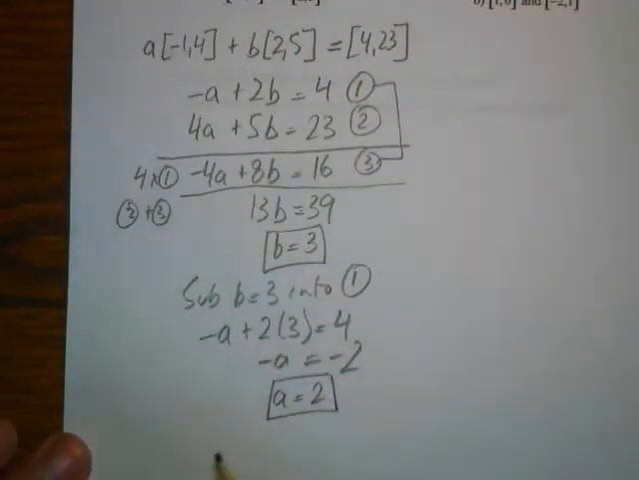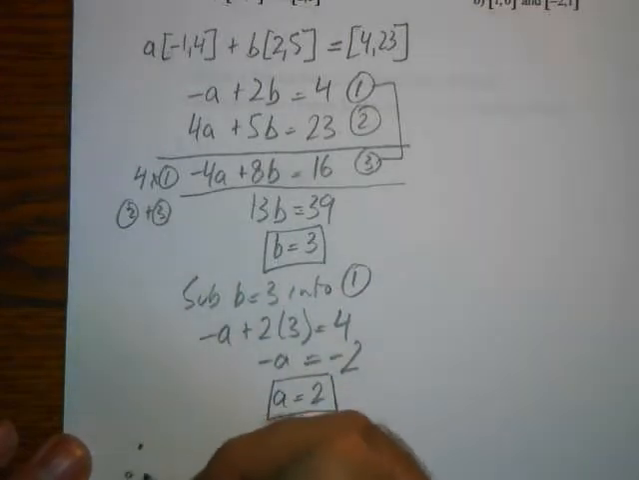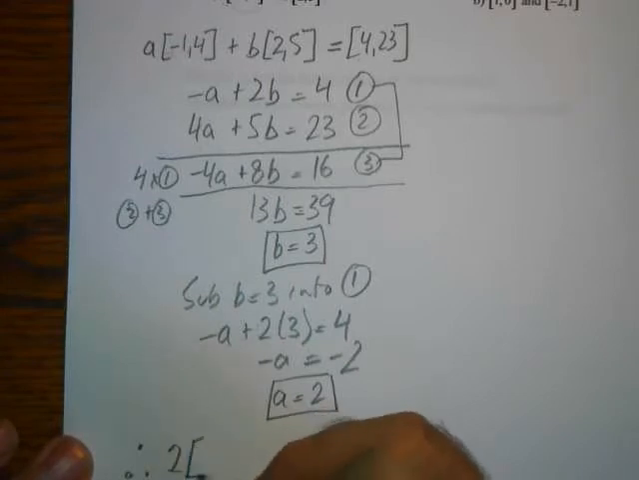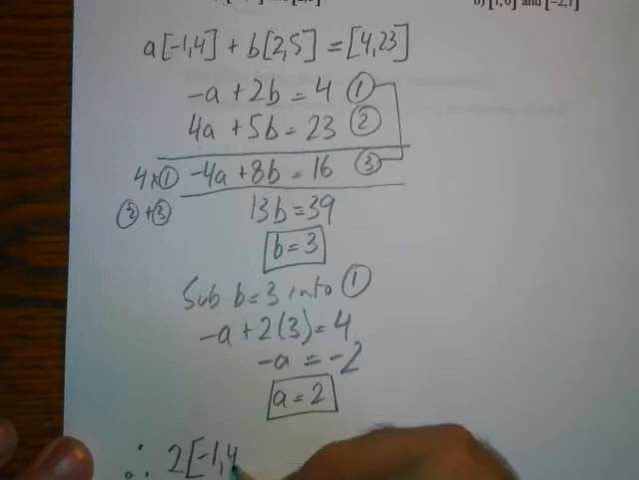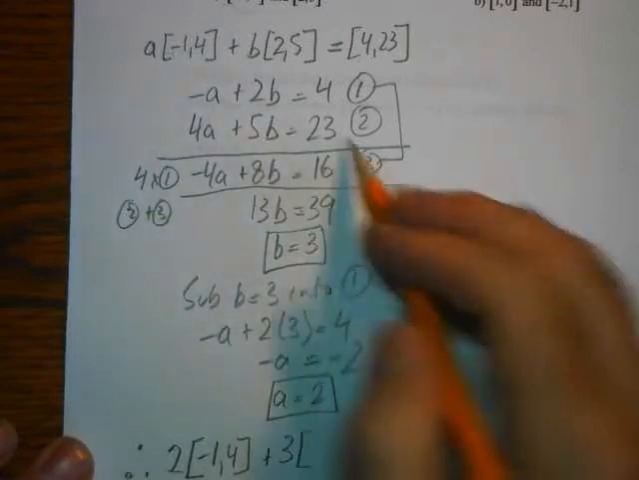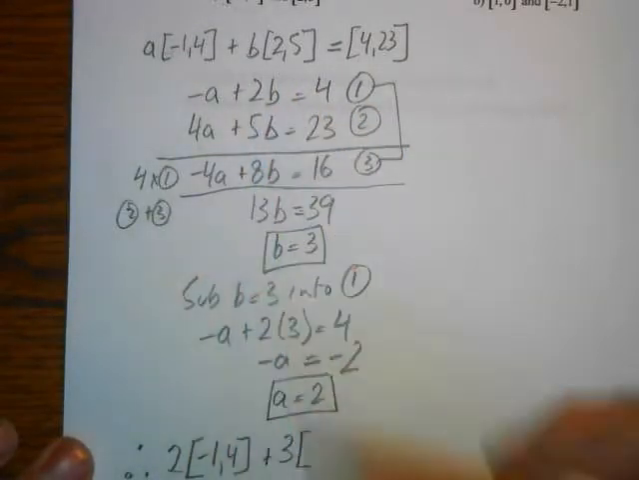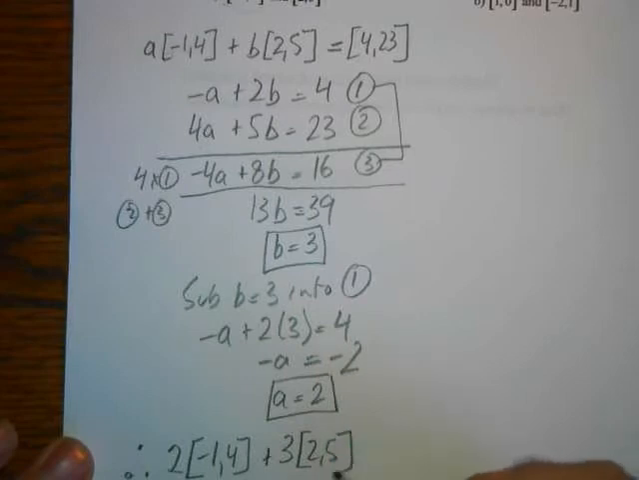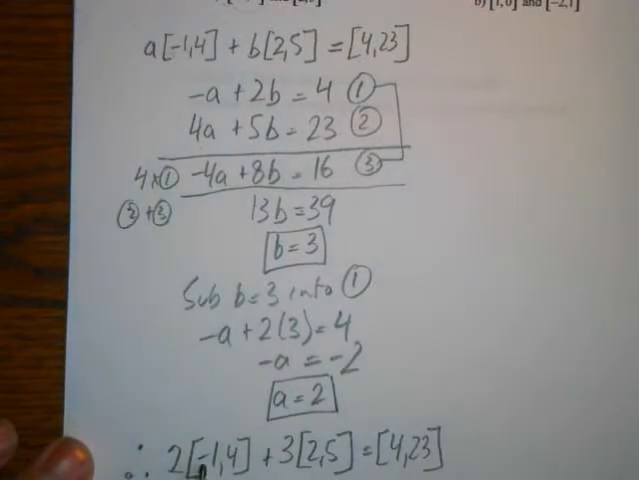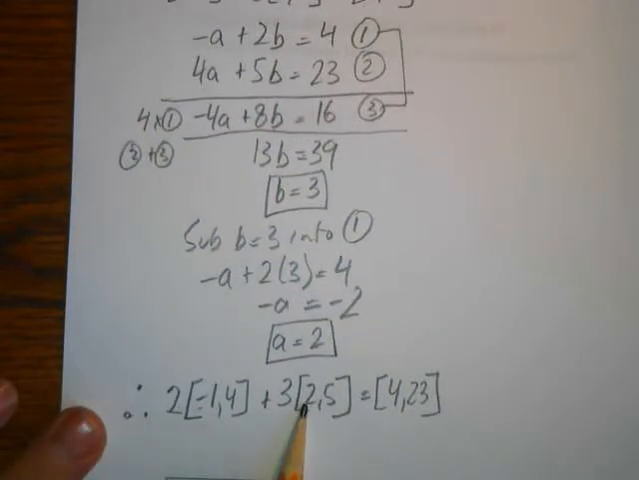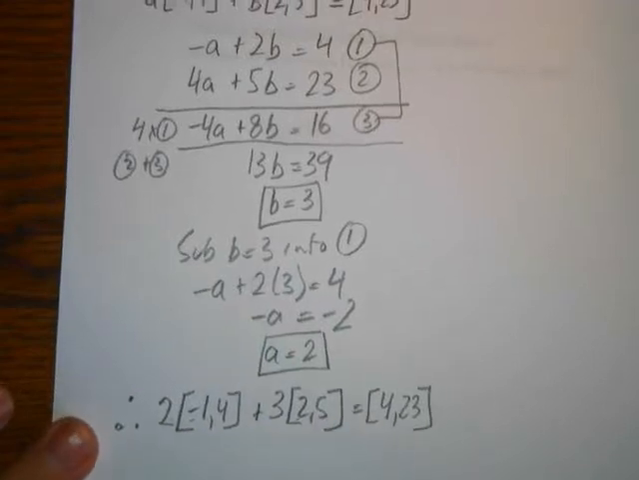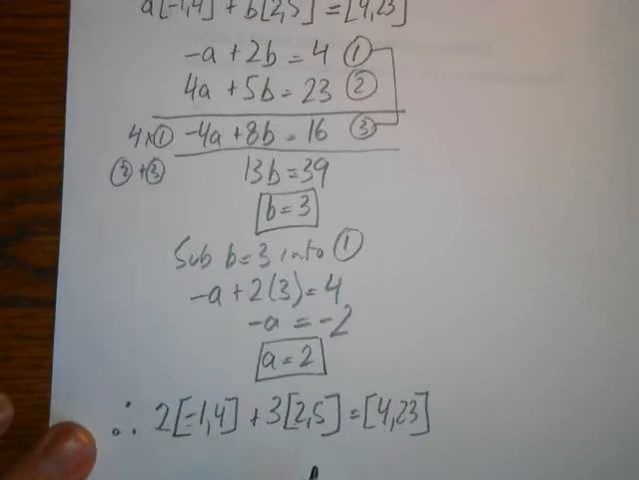So just to make it official, I'll put the actual linear combination of those two vectors. So 2 times vector negative 1, 4 plus b is 3 times vector 2, 5. That's going to give me the vector with components 4, 23. And you can quickly check it here. You got negative 2 plus 6 is 4. You have 8 plus 15 is 23. So that works. And there's only one combination that works. It's a unique solution.